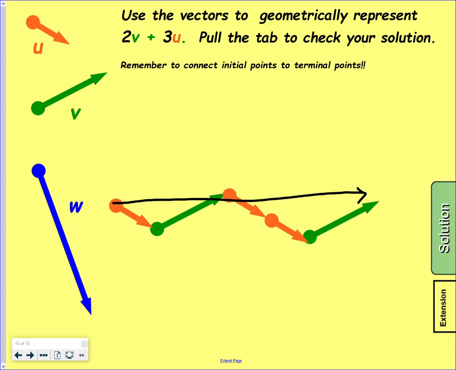So when you're adding vectors together, it's just like adding any other numbers. It doesn't matter what order you put them in, so long as you have initial point going to terminal point on each one.